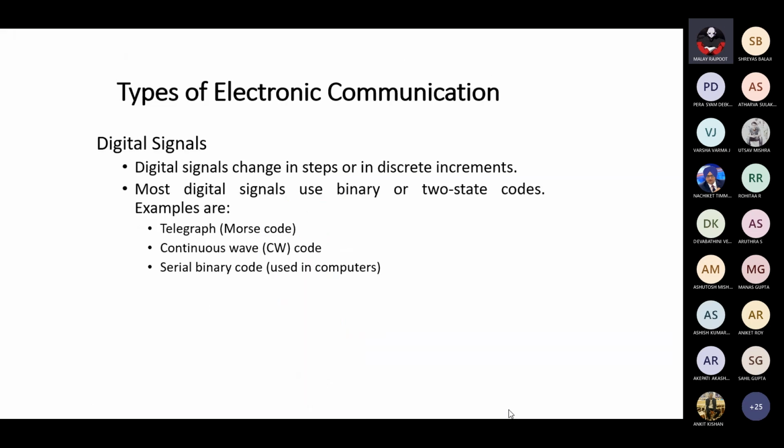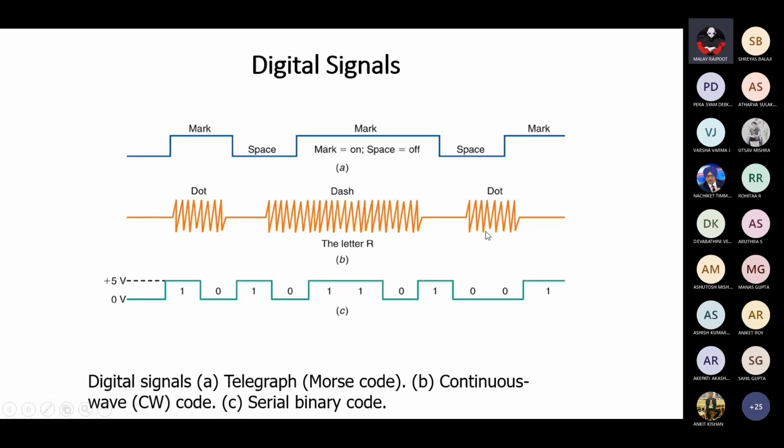And digital signals change in steps or in discrete increments. Most digital signals use binary or two-state codes. So we have different examples here. One is the Morse code, continuous wave code, and serial binary code. All these are used in computers. These are the signals which are shown here. First is the Morse code. We have the mark and the space. So high and low is expressed as mark and space, and this is dot and dash representation. And again, this is the serial binary code where we have the ones and zeros representation. Okay, so all these are digital signal representations.